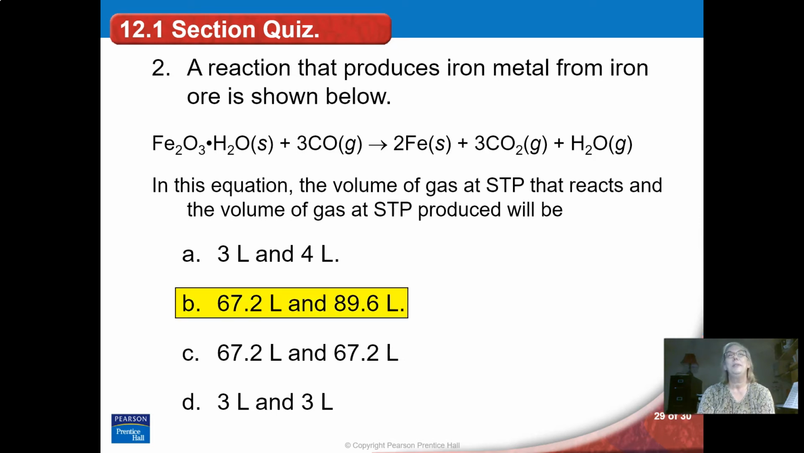So I hope you learned a little bit about stoichiometry. It's not an easy subject, so take your time on this and get used to it.